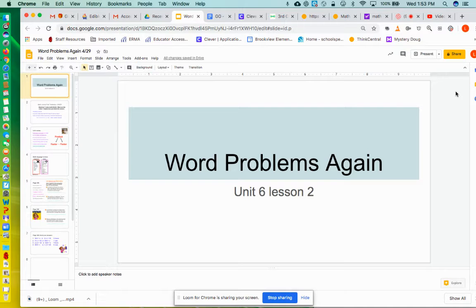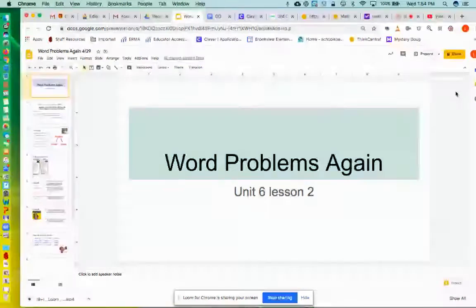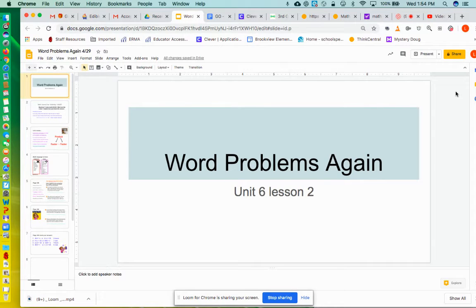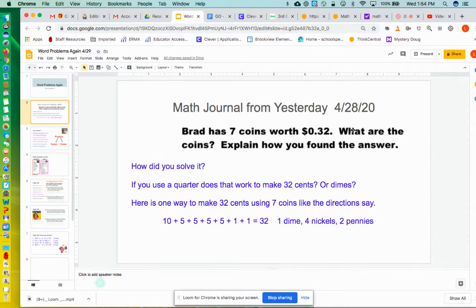Today's lesson is word problems again, and this is Unit 6, and we're going to finish Lesson 2. I broke the two lessons up because of the addition and subtraction, mostly addition, and now we're going to get into multiplication and division. So it's been a while since we've done some multiplication and division. Let's look back yesterday to the math journal.